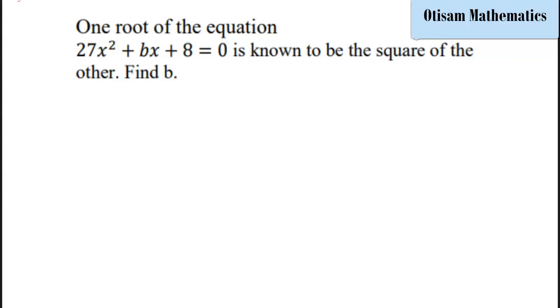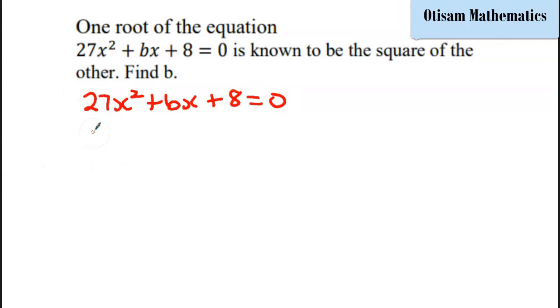Question 1. One root of the equation 27x squared plus bx plus c plus 8 equal to 0 is known to be the square of the other. Find b. So our main quadratic equation is 27x squared plus bx plus 8 is equal to 0.